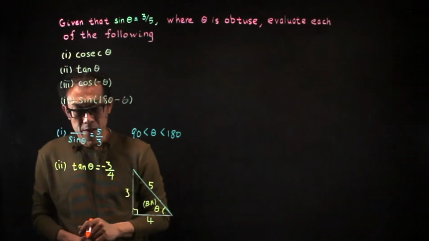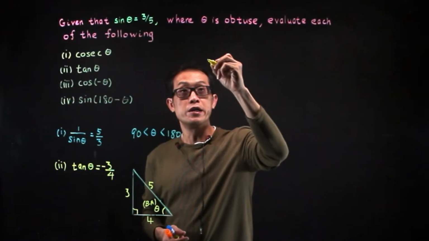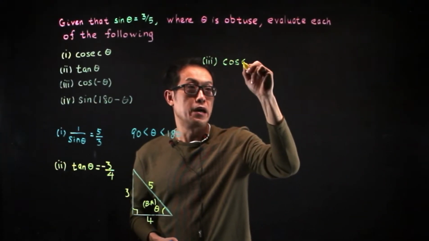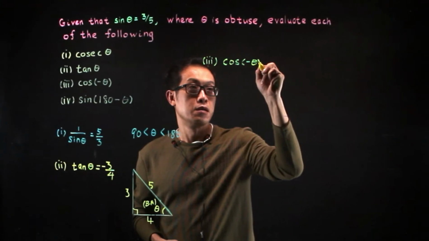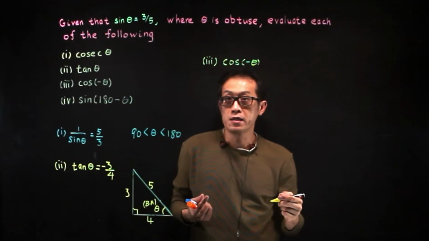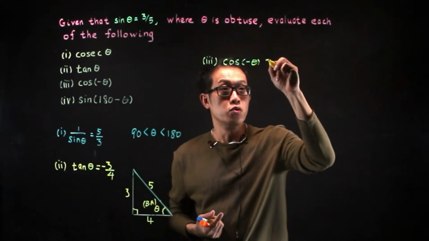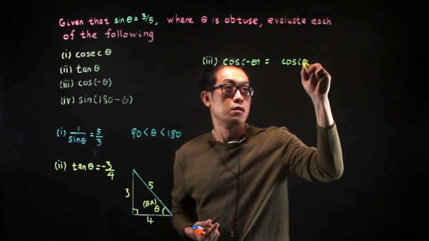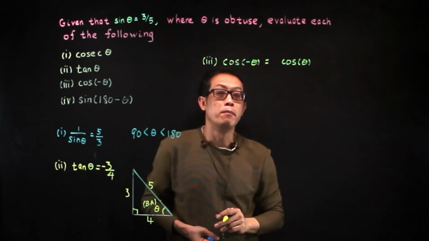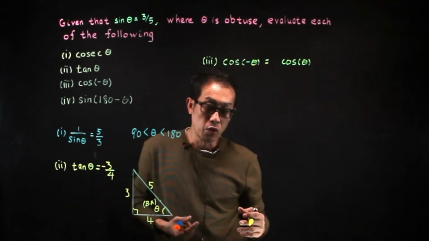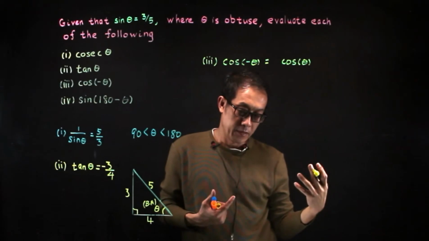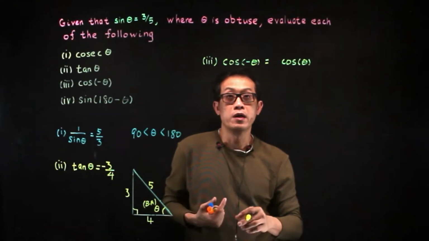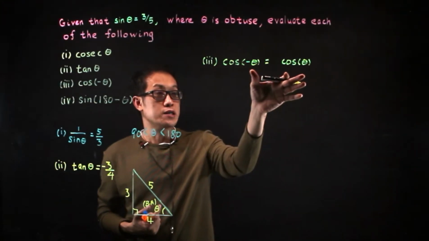Okay. Let us carry on with part 3. Cos minus theta. Now cos minus theta is actually equal to cos theta. Now should it be plus or minus? If you look at lesson 1, you go to the previous video, lesson 1, you find that these two have the same basic angle.